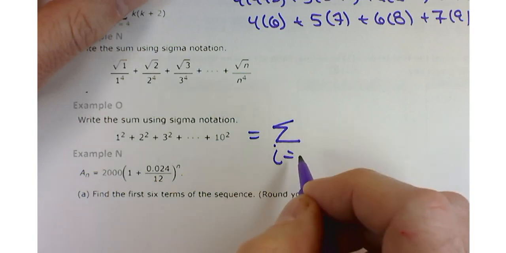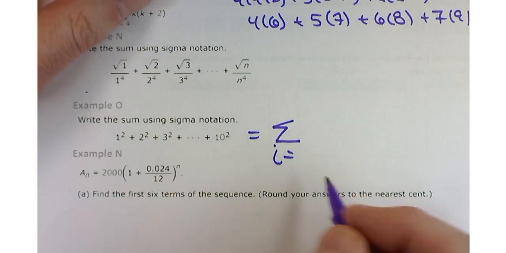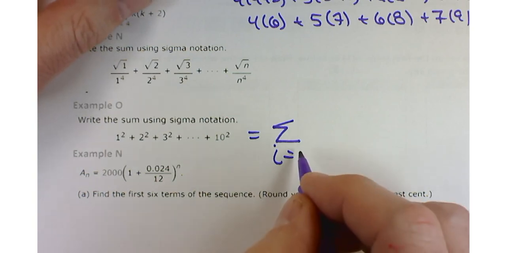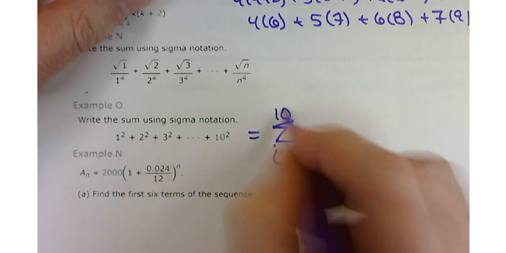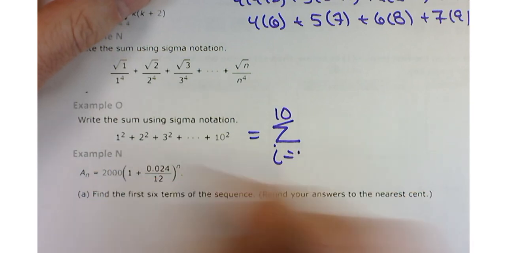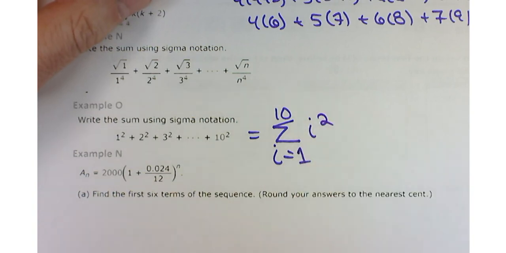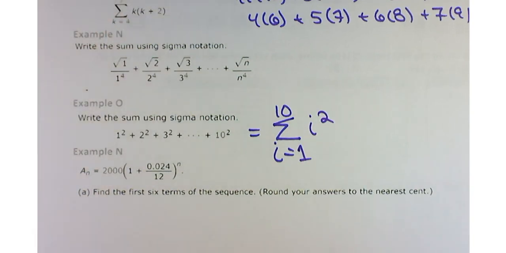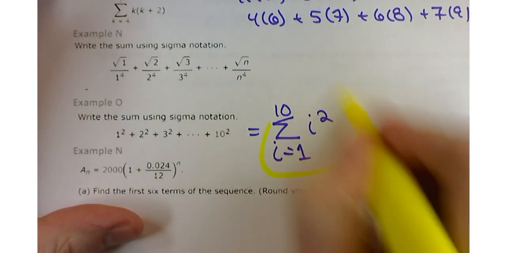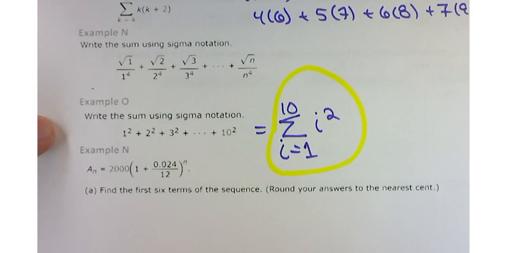And then you want to start and end your summation at the right spots. So would it be 10 at the top, right? 10 at the top. And where does it start? 1, 1 at the bottom. So from 1 to 10 of I squared, and I'm afraid that's it. Is that for example O? Yeah, that's for example O.